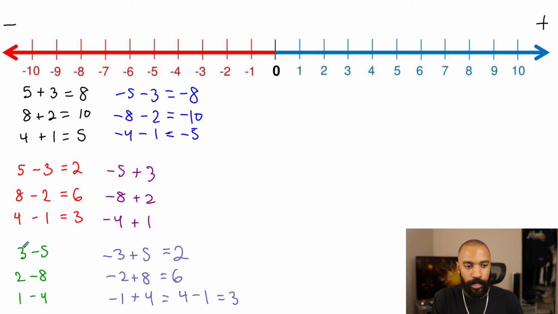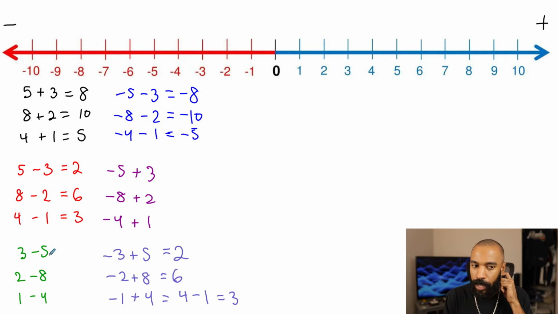Small minus big, you already tell yourself, uh-oh, it's a little confusing because small is positive, big is negative, so my result is going to be negative. If you can tell yourself the result's going to be negative, that's a good first start. Now, what is 3 minus 5? Starting from 3, we go left 5, we land on negative 2. 2 minus 8, start from 2, go left 8, you land on negative 6. And start from 1, you go left 4, we land on negative 3.